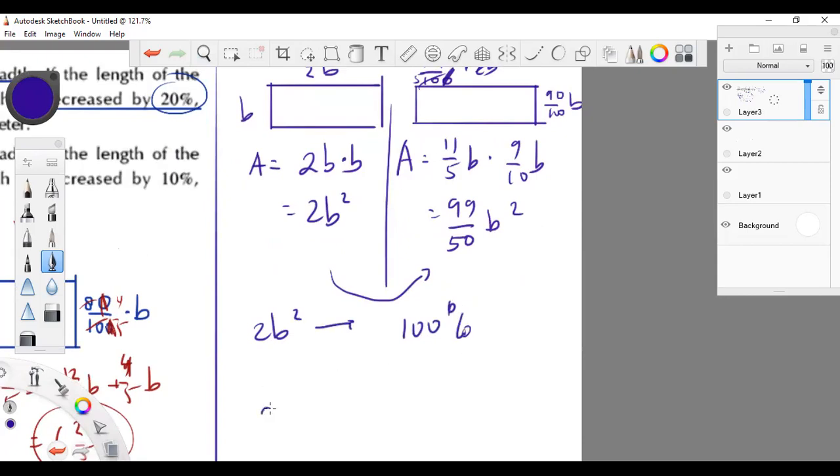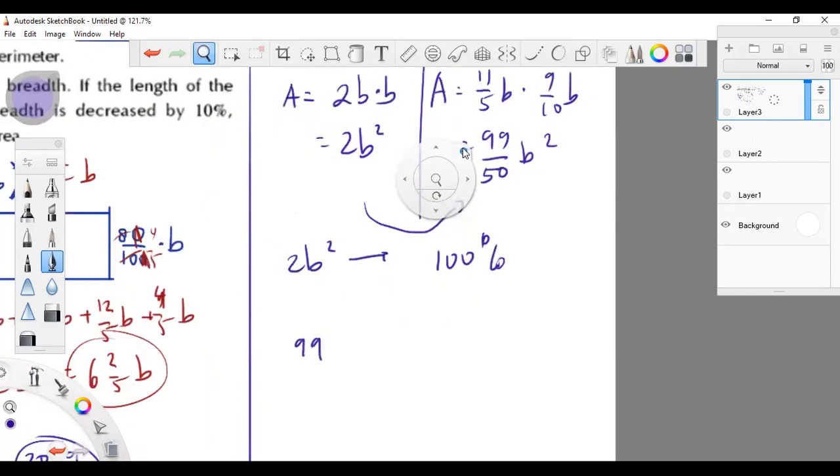The question is, how about 99 over 50? What is the decrease? So you have to find the decrease first. So the decrease is 2 minus 99 over 50, 1 over 50b then, right? Sorry, I did something wrong. Oh yeah, that's right, because 2b square is equal to 100 over 50b square, right? I subtract with this. It is decreased by 1 over 50. You just subtract the fractions.